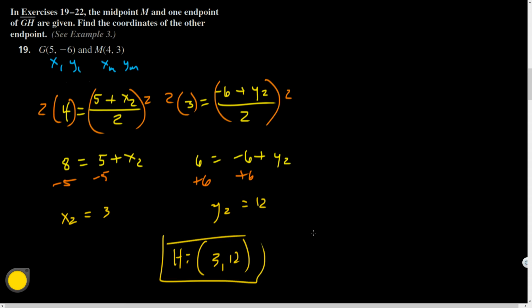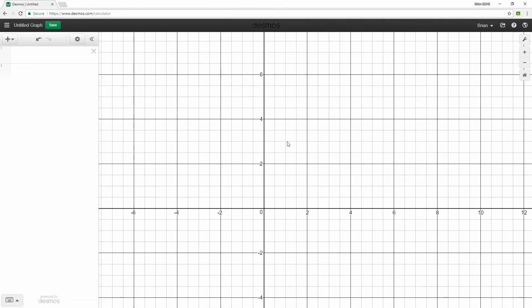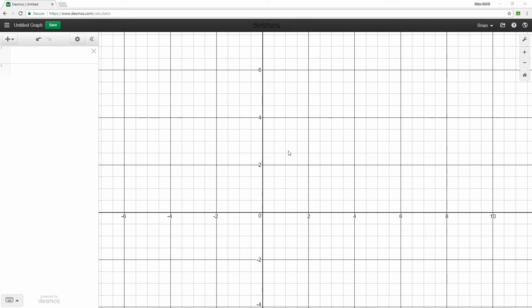One's a little trickier. Using the formula, which they didn't label with these x sub m and y sub m, kind of backwards. Plug in what you know, solve for what you don't. Tell you what, I'm going to show you, we're going to be talking about coordinate planes today anyway. Let me put up the Desmos calculator. I just want to show you, have you guys used Desmos yet?